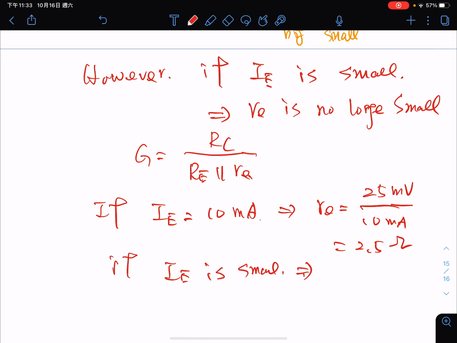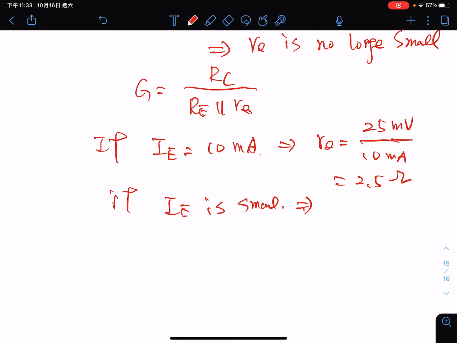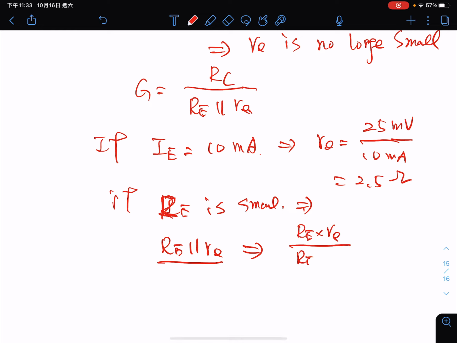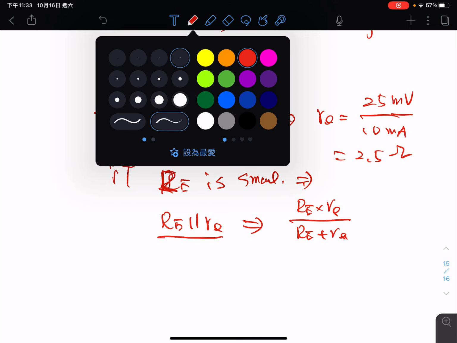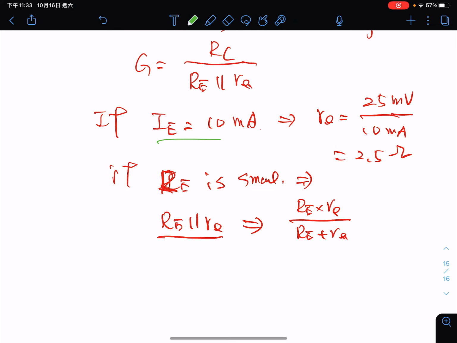So if IE is small, then re is small, then RE in parallel with re will be something that we can calculate, which is RE multiplied by re, divided by RE plus re here. Therefore, if IE is even smaller, for example 1 milliamp, then re will become 25 ohm.